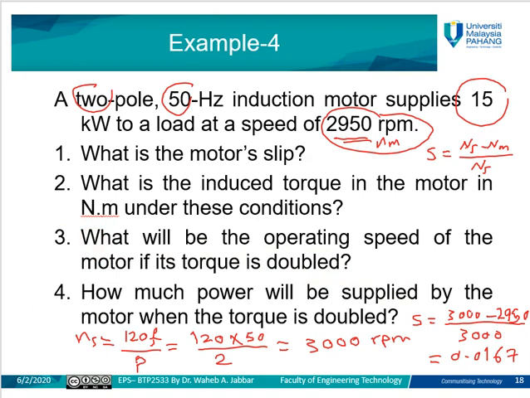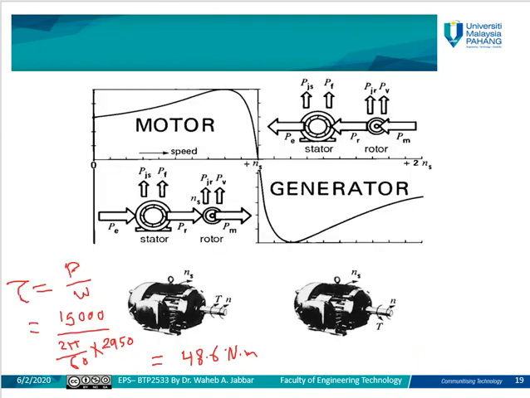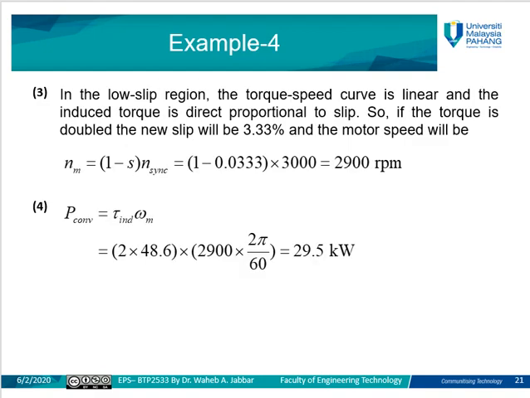That means s, instead of being 0.0167, will be multiplied by 2, because the relation between them is linear. So as we can see here, the value of s becomes 0.0167 times 2, which gives you 3.33 percent. Okay, if the value of the slip is doubled, we need to use this value to calculate the new speed of the machine.